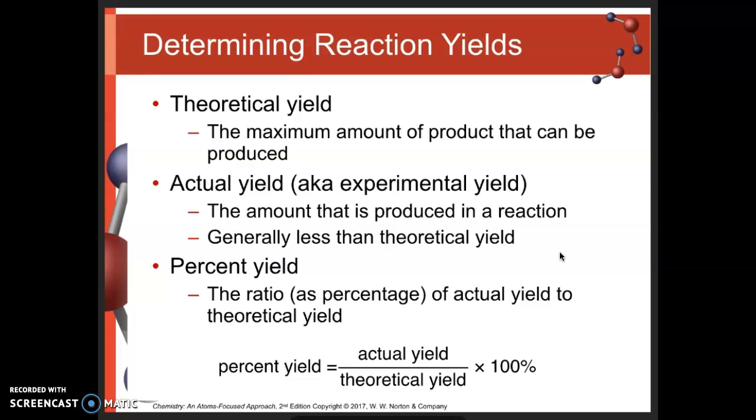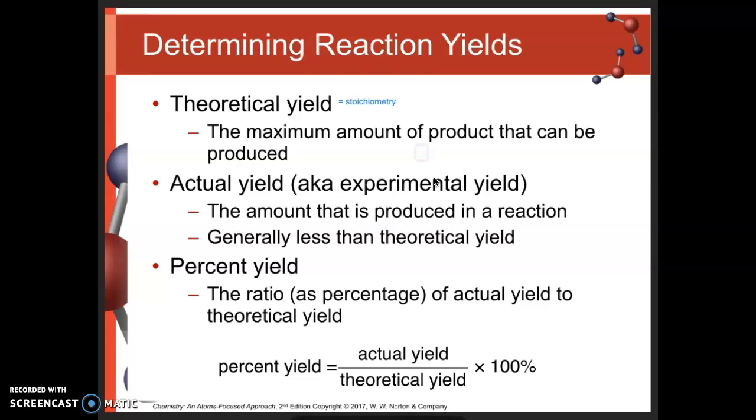We can consider a theoretical yield. A theoretical yield is really just another way of saying the stoichiometry of that particular reaction. So in stoichiometry, we calculate the theoretical yield, that is the maximum amount of product that can be produced given the amount of reactants that we've made.